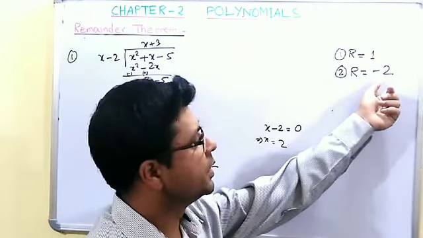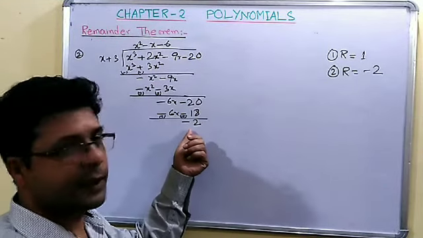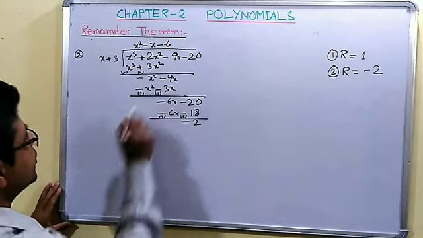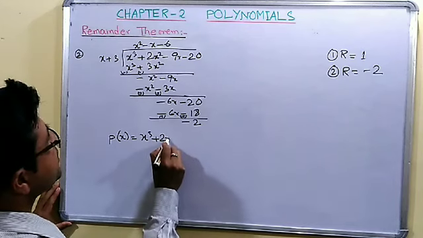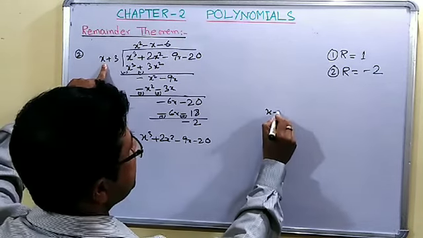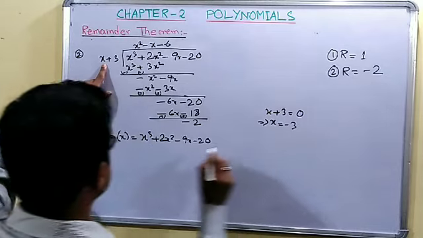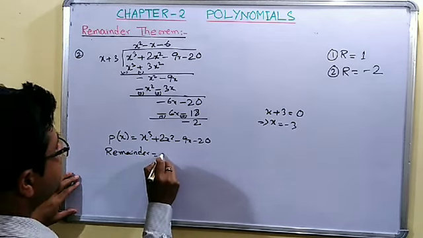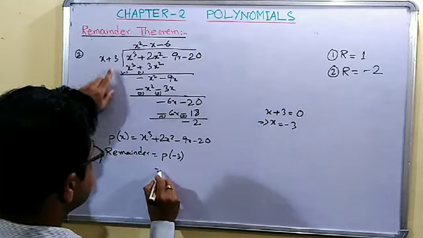Let us see whether we get the remainder minus 2 or not. We found the remainder was minus 2. Now let us apply the remainder theorem to find the remainder. The polynomial here is x cube plus 2x square minus 9x minus 20. What is the 0 of the divisor? Minus 3. So how will we find the remainder? P of, if it is plus 3, we'll take minus 3. So let us find it.